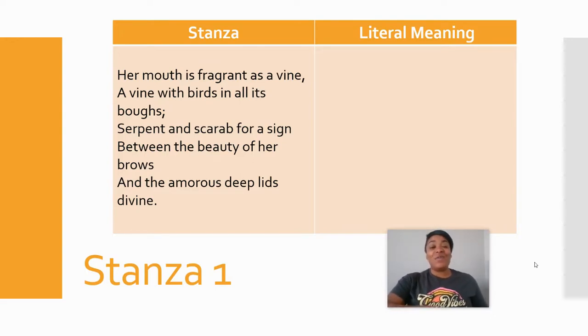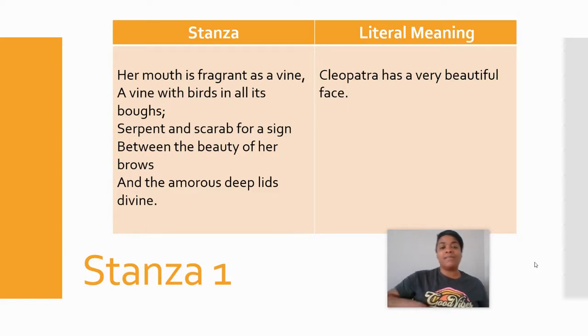All right, scholars, now that we have completed that, I am going to share with you my thoughts on the literal meaning of this stanza. My literal meaning is that Cleopatra has a very beautiful face. The reason I wrote that is the author writes her mouth is fragrant as a vine. They talk about the serpent, and again, we just read that Egyptians thought that it had magical powers for whoever wore it. So it is talking about her beauty.